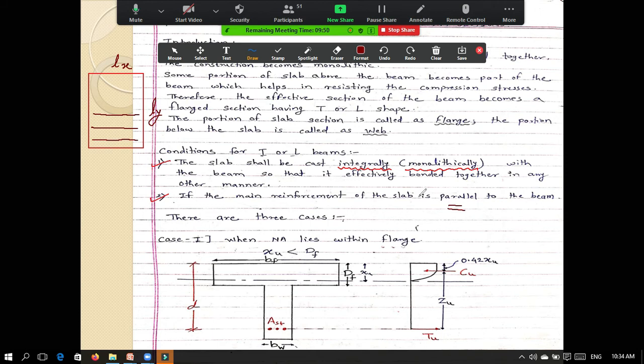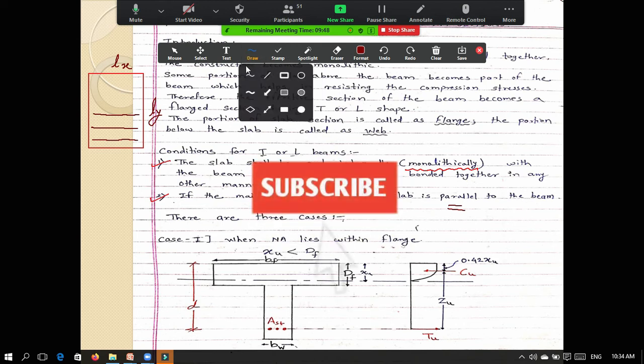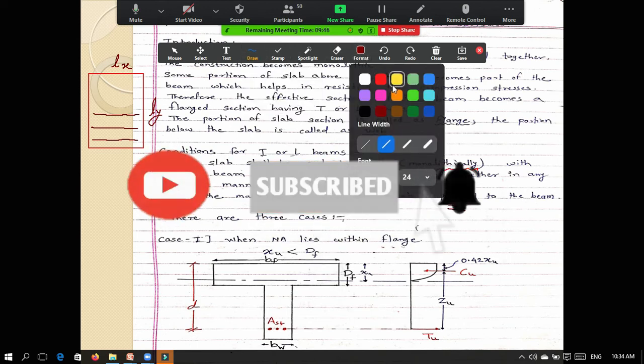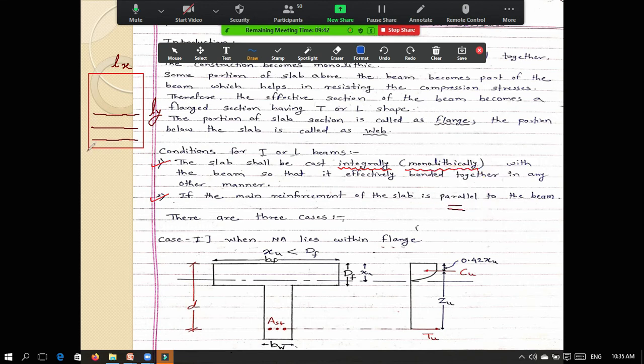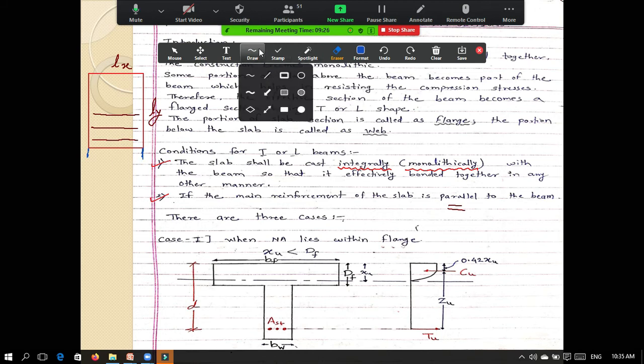So now parallel means what? Suppose the beam is here somewhere, the support will be there. Okay, I will draw the beam over here. The beam will be below this, okay? So here the beam is there. So this is the beam. The drawing is not very good, but it is sufficient for understanding. So this is beam.